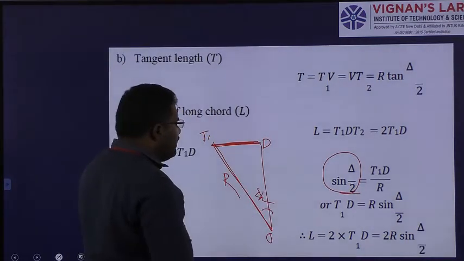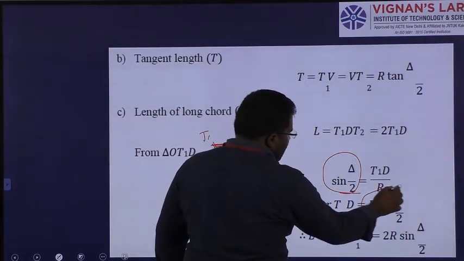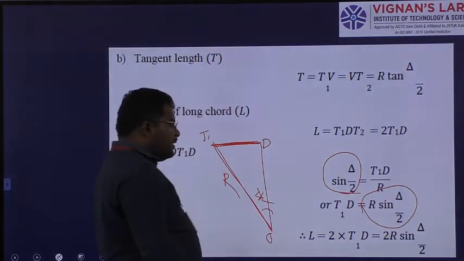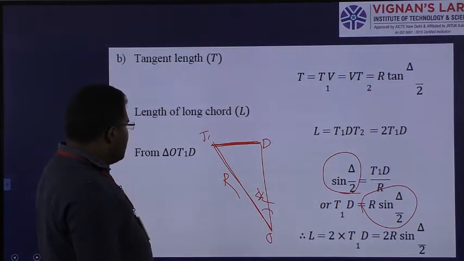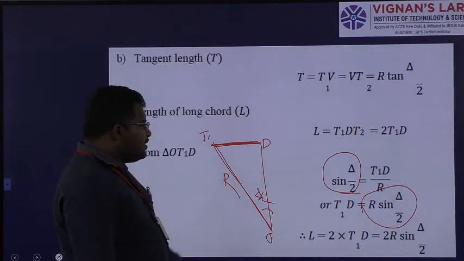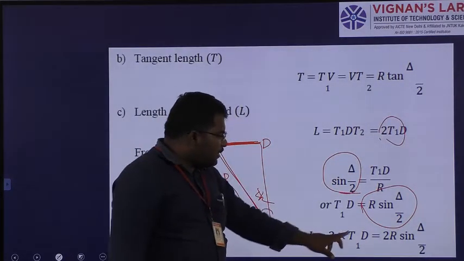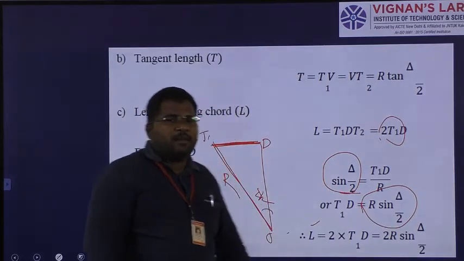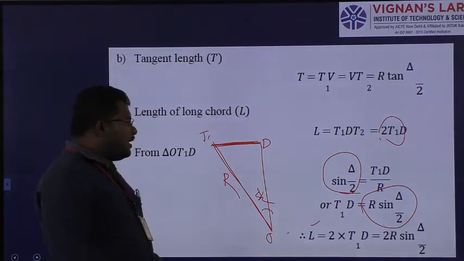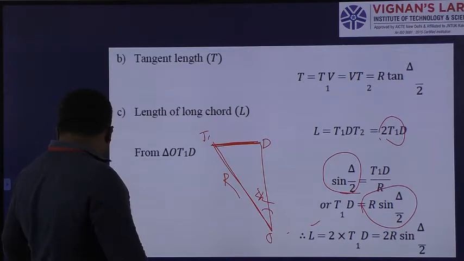So T1D is equal to R sin delta divided by 2. Now finally the length is equal to 2 times T1D, that is, 2R sin delta by 2. That is the length of the chord.